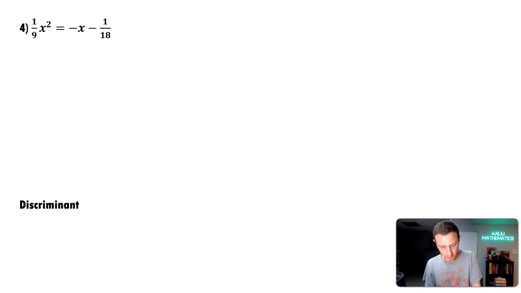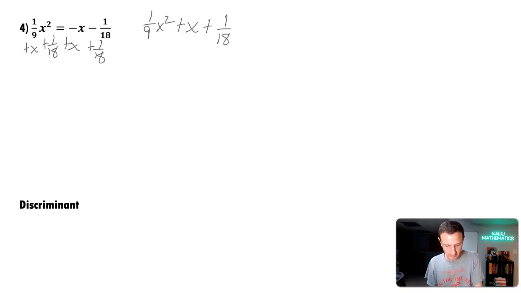Let's move everything over. So that means I'm going to add x to both sides. I'm going to add 1 over 18 to both sides. So plus x plus 1 over 18. So that's going to give me 1/9 x squared plus 1x plus 1 over 18. Let me double check. I have to add x, add 1/18. Yep, so equal to 0.